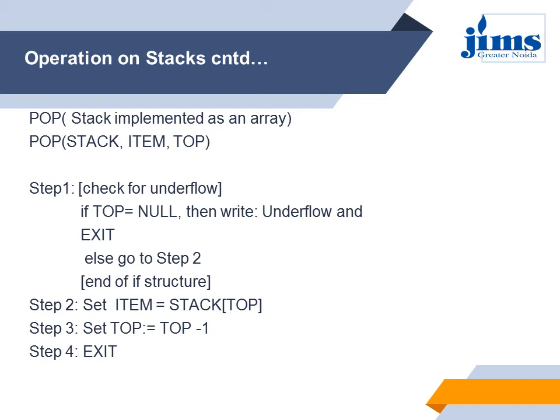Suppose I already have 5 elements, so the top value will be 5, and at the 5th index position I have the value 16. So item will have 16 from the stack's 5th index position. Now this 5th index position data element 16 has been removed, or deleted, or popped out of the stack. So I have to reduce the number of elements, or the top, by 1. So top will now reduce from 5 to 4. So top will now become top minus 1, and then I'll exit out of the algorithm.